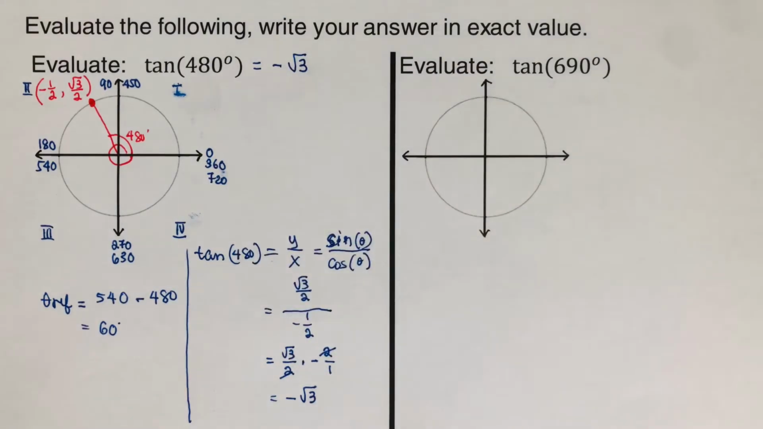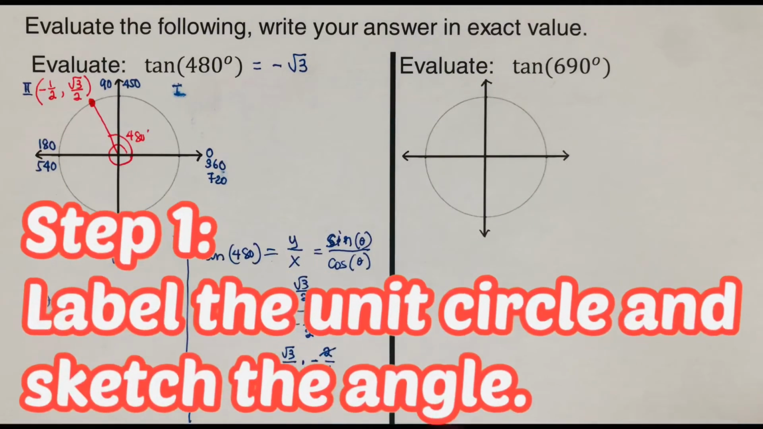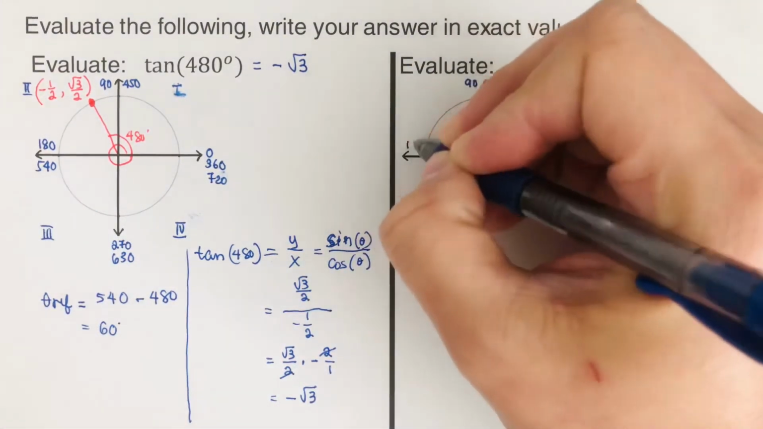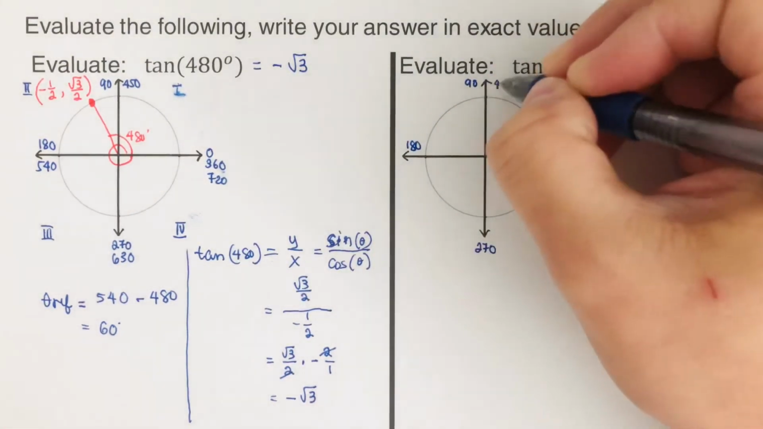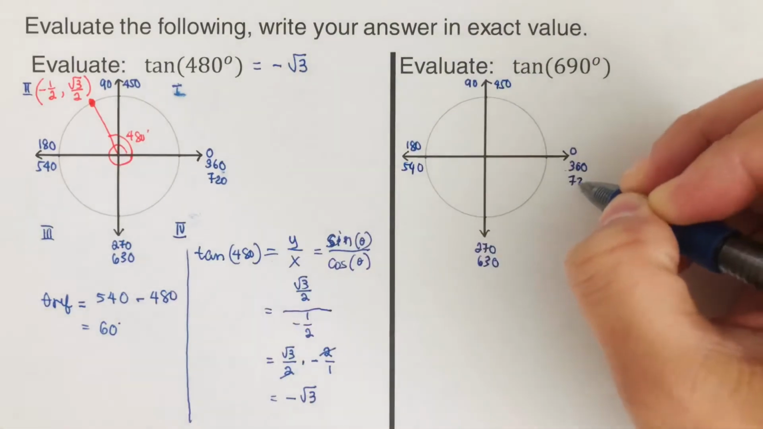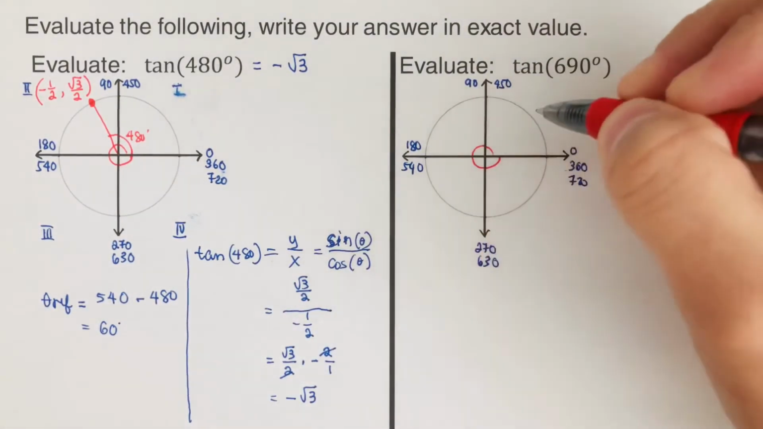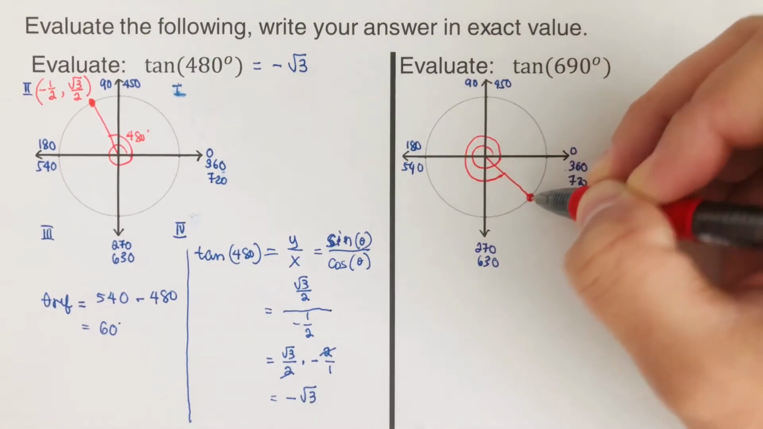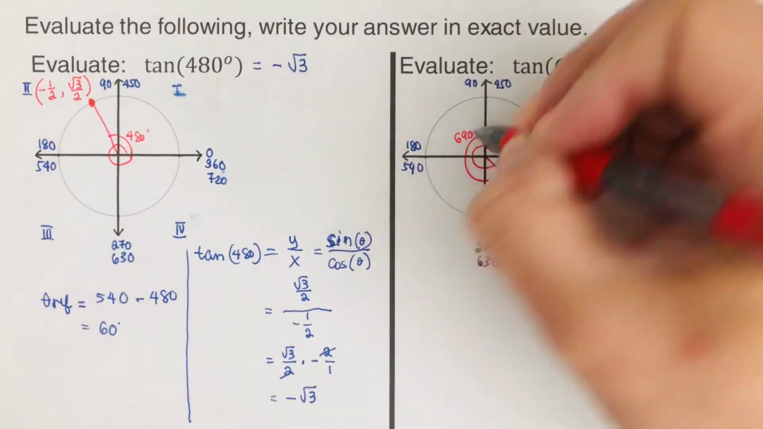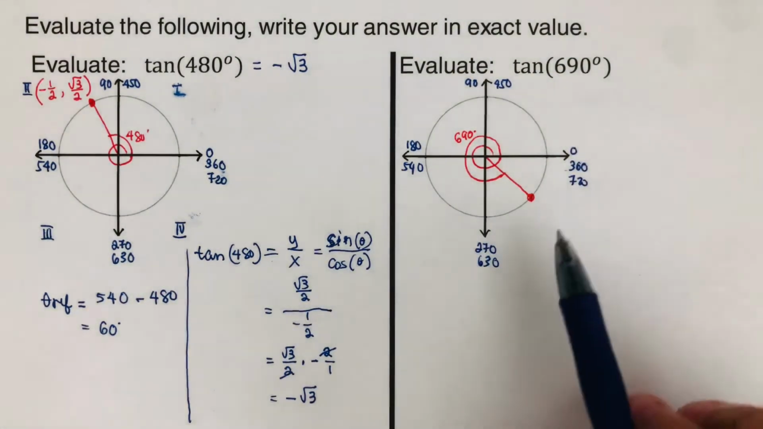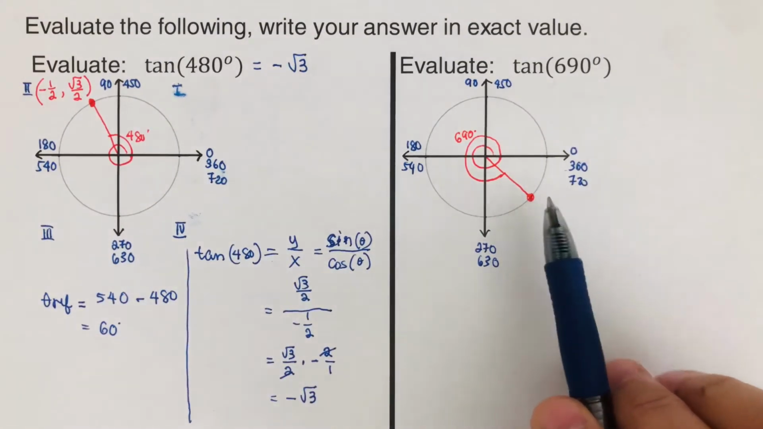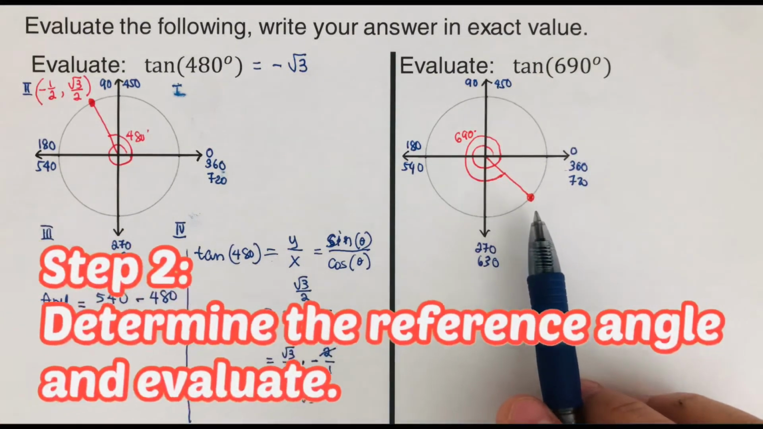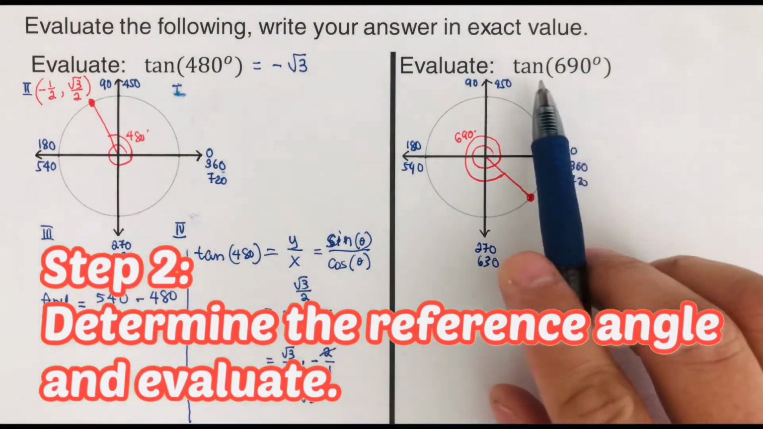Okay, so we go over the problem here. Again, the first step is to label the unit circle and sketch the angle. So in this problem right here, I'm just going to label this one. Okay, so I have labeled the angle, so I need to determine what is this coordinate. In order that I can do that, I need to move on to the second step. We determine the reference angle and we evaluate what is this tangent 690.